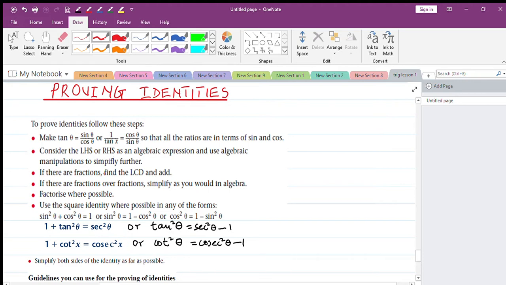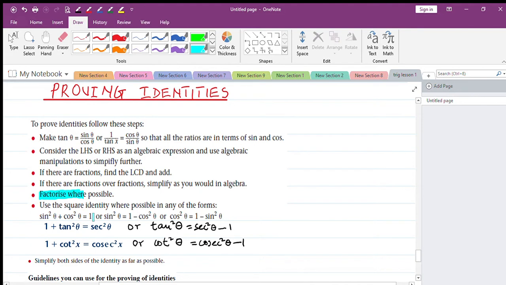If there are fractions, obviously you will have to find the LCD and add, and then factorize, very important. In some other cases, you need to factorize where it's possible, but not all questions will require factorization. And below that, I have all the identities that you need to know to be able to do this work, and I have listed all the identities here.